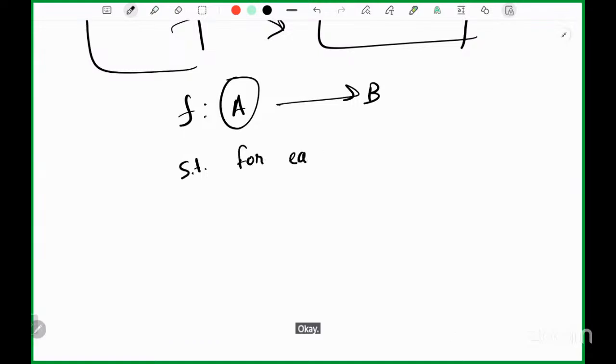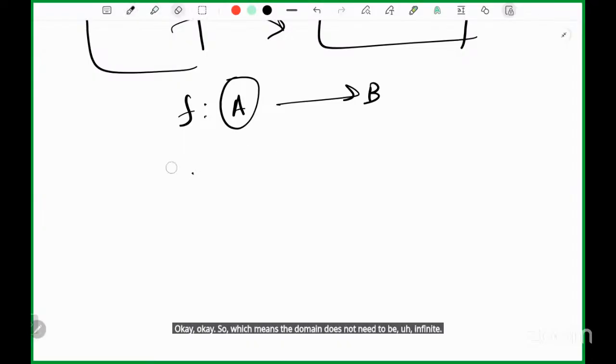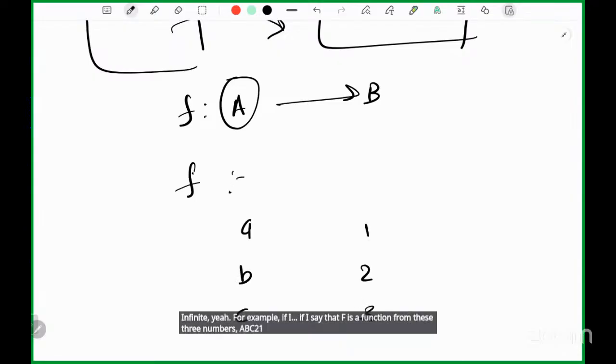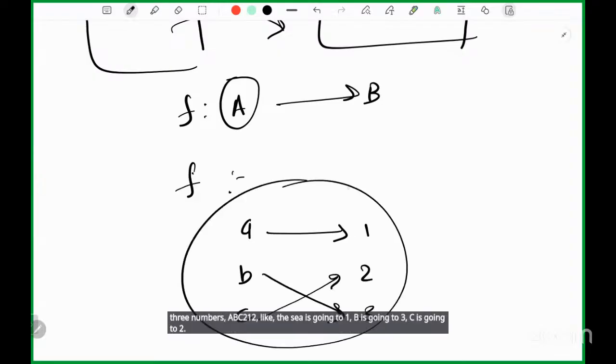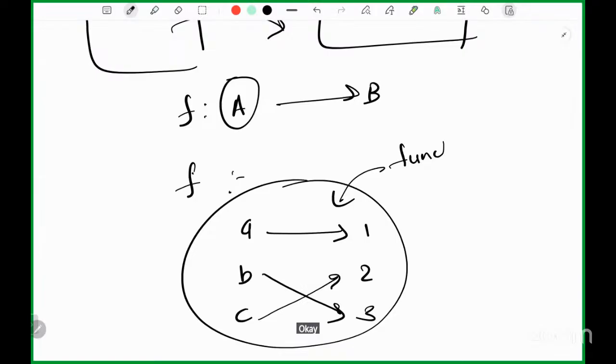Okay. So, which means the domain does not need to be infinite. Yeah, it can be finite. For example, if I say that f is a function from these three numbers a, b, c to 1 to 3, like this: a is going to 1, b is going to 3, c is going to 2. This map is also a function. Okay. All right, ma'am. I get it.